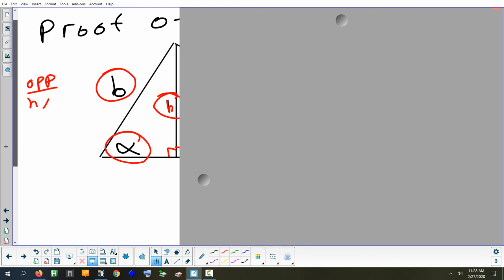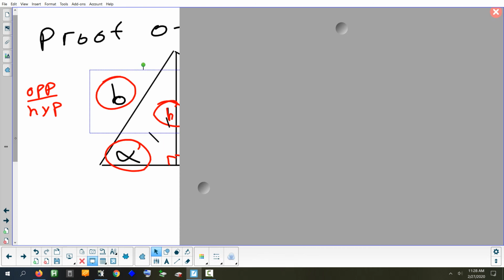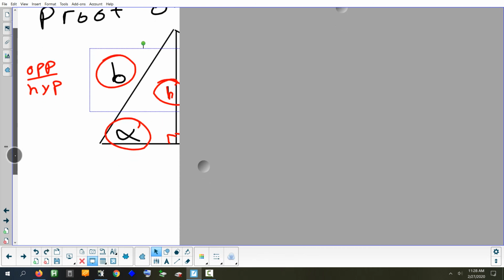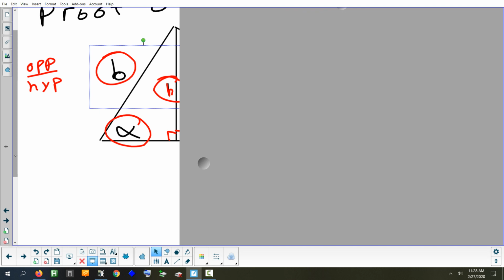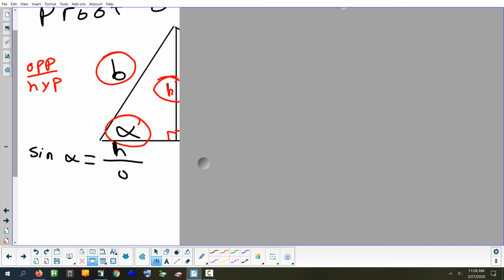It's hypotenuse. So we're looking for a trig function that involves opposite and hypotenuse. What trig function involves those two sides? Opposite and hypotenuse. Sine. Yeah. So let's set it up. The sine of alpha equals, and Nikara, what's my opposite? Yep, and what's my hypotenuse? B. So I have H, it's H over B.